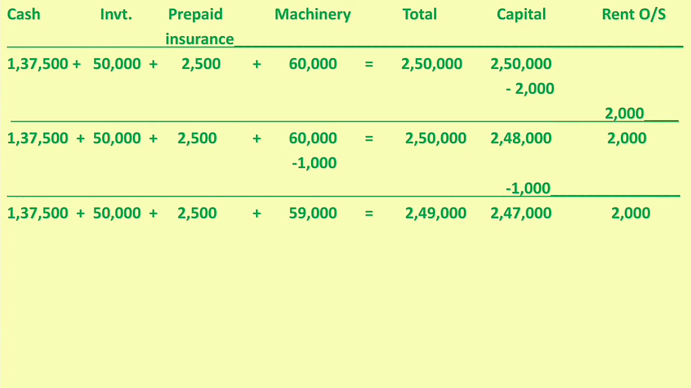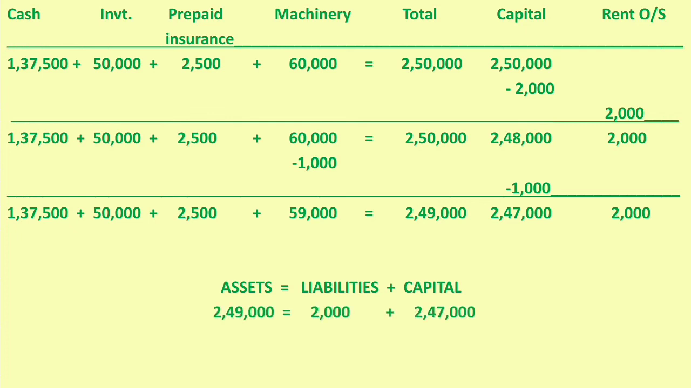1,37,500, investment 50,000, prepaid insurance 2,500, machinery 59,000. Total of assets 2,49,000. Capital 2,47,000 and rent outstanding 2,000. And the accounting equation is assets is equal to liabilities plus capital. Total of assets 2,49,000 is equal to 2,000 plus 2,47,000. Total of assets is equal to liabilities plus capital.